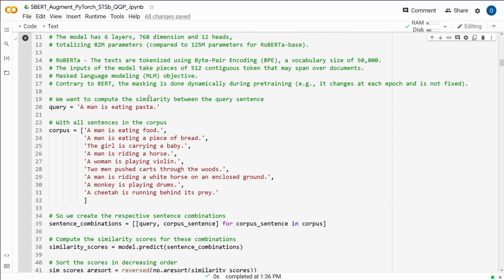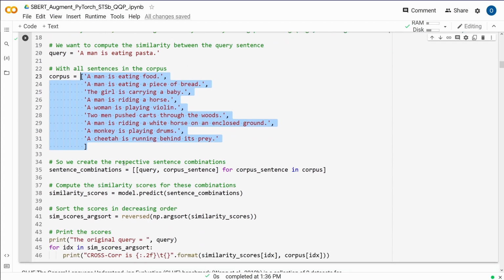So we just now apply the cross-encoder. So we have, remember, a pair of sentences. The first half of the pair is the query: a man is eating pasta. My goodness, this is a highly complicated thing. And then we have all the other sentences we want to pair with the first sentence to create a lot of sentence pairs. So the sentence combination is the query and the corpus sentence.